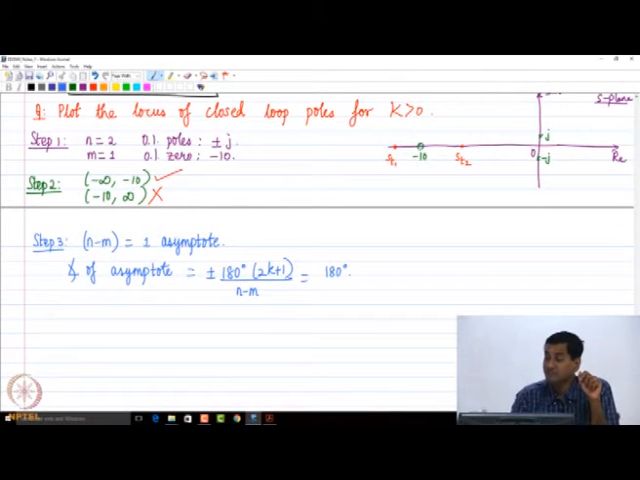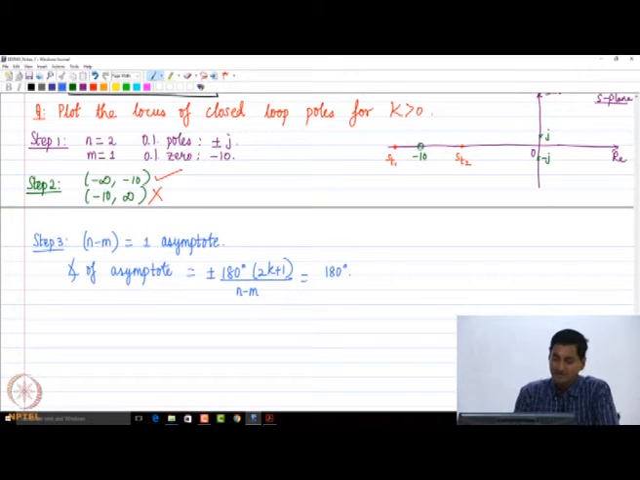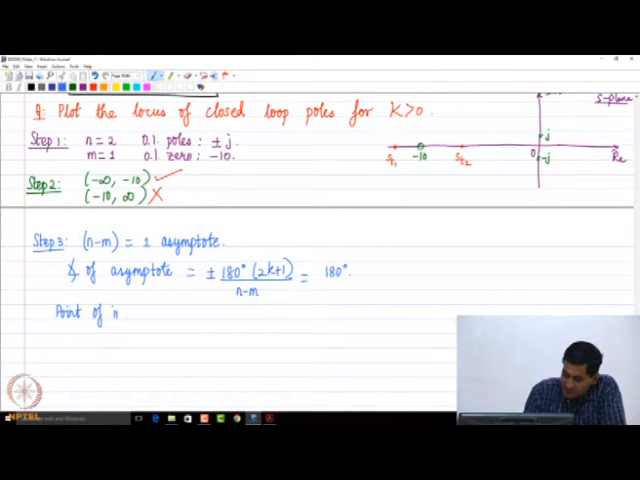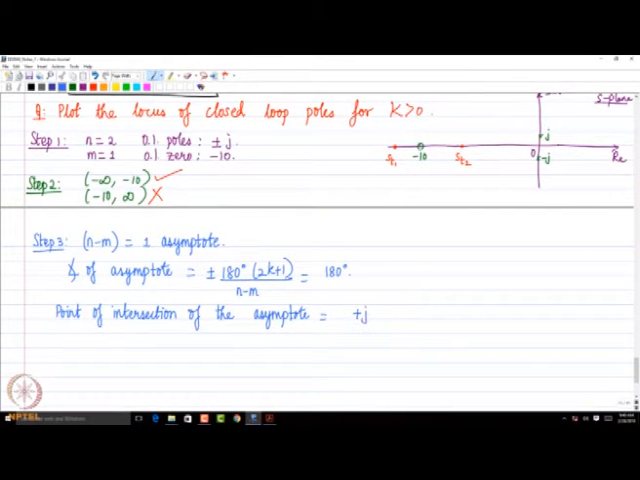Now the question is where is the asymptote? An angle of 180 degrees means I can have lines parallel to the negative real axis, but where in the S plane? That will be answered by the point of intersection. Although it's trivial, let's do this. The point of intersection of the asymptote with the negative real axis is the sum of open loop poles minus the sum of open loop zeros divided by n minus m. The open loop poles are plus j and minus j, minus the sum of open loop zeros, which is at minus 10, divided by n minus m. So what are we going to get?